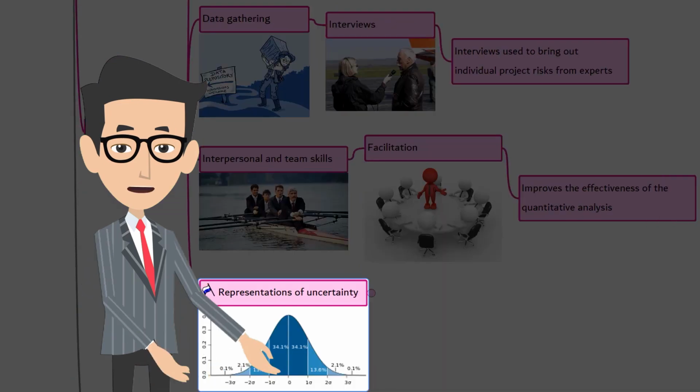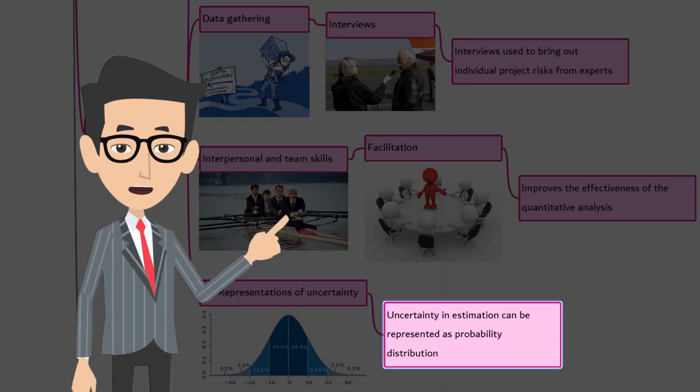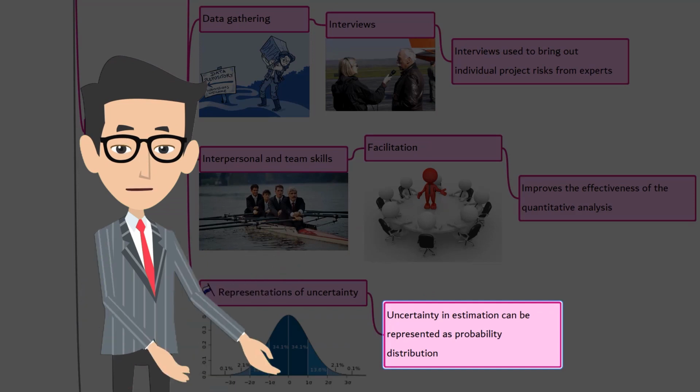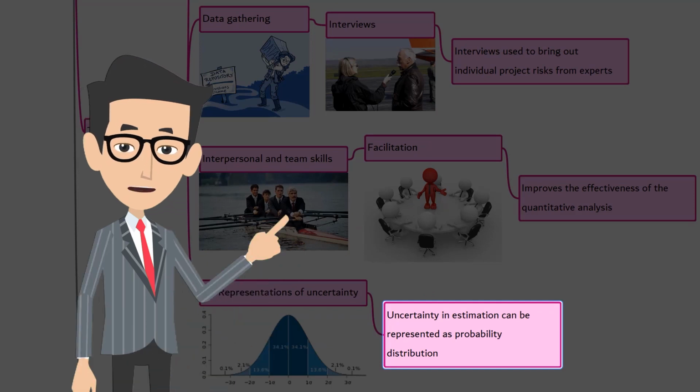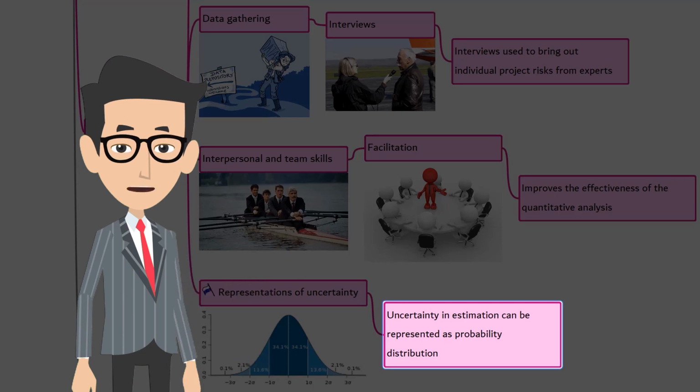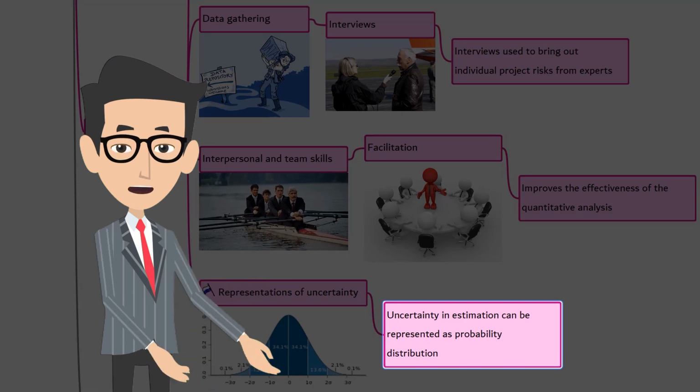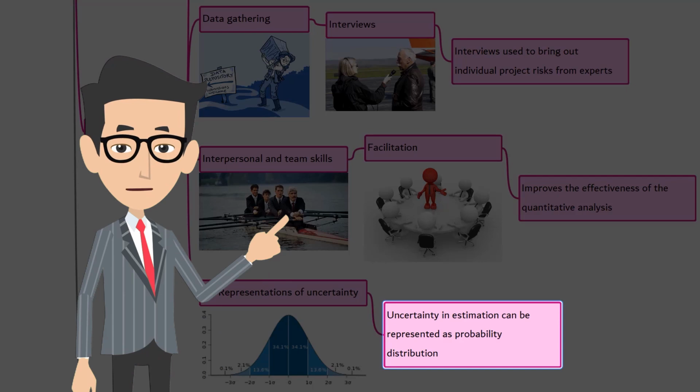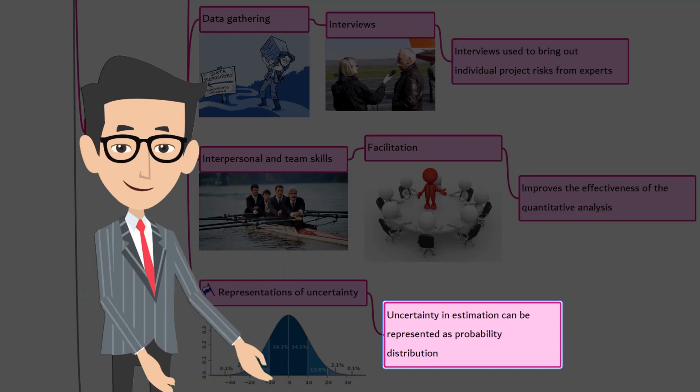Representation of uncertainty. Estimations will have uncertainty. It can be in duration, cost, or resource requirements. In uncertainty, the range of possible values can be represented as a probability distribution. They help to figure out the risk.